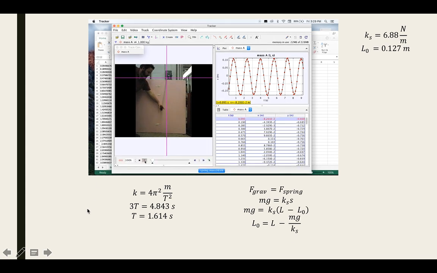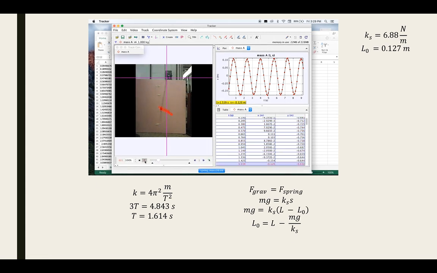I first uploaded the video of the mass into Tracker and tracked its center of mass. Tracker provided the position data based on that, and from that data, I calculated two important values, the spring constant and the spring's relaxed length. To calculate the spring constant, I used this equation, and to get the value of t, I found the average time it took to get through 3 oscillations. I found k to be approximately 6.88 newtons per meter, and from there, I calculated the relaxed length using this equation. I found it to be approximately 0.127 meters.